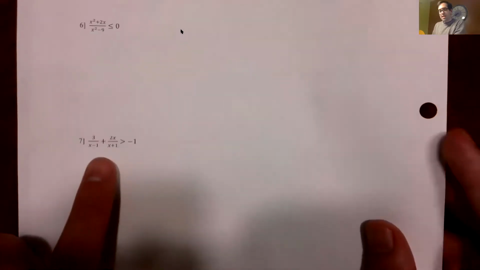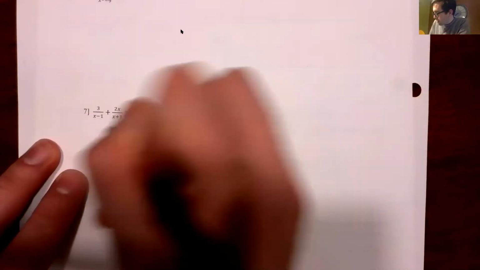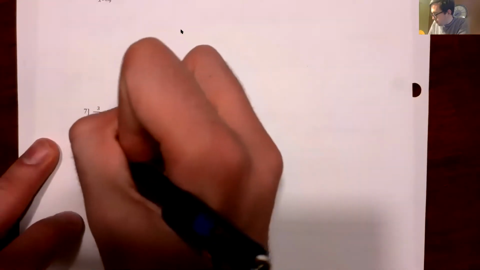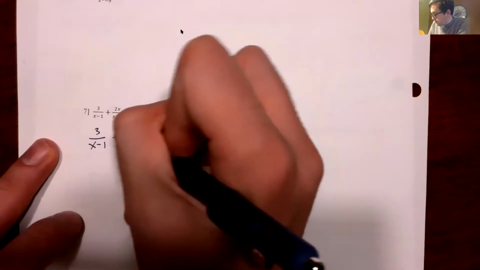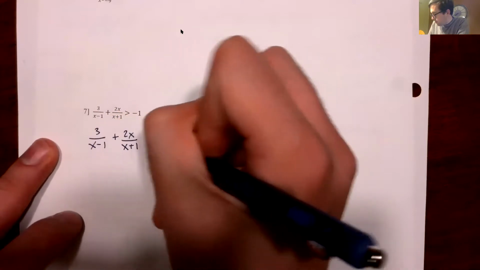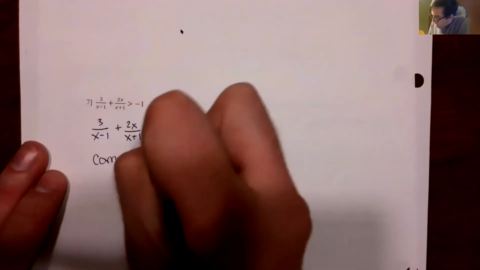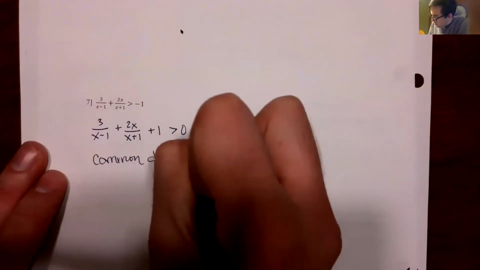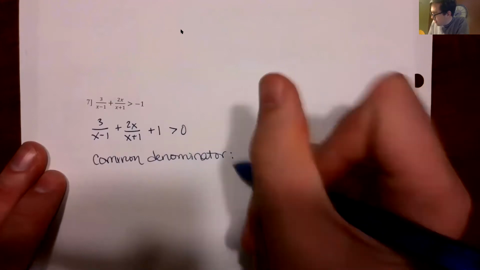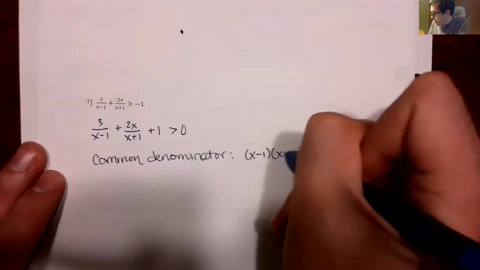And in number 7, you're going to have to do a little bit of work to find the common denominator, because by the time you add the 1 over here, now you have 3 different terms. So I'll tell you right now, your common denominator is going to be x minus 1, x plus 1.